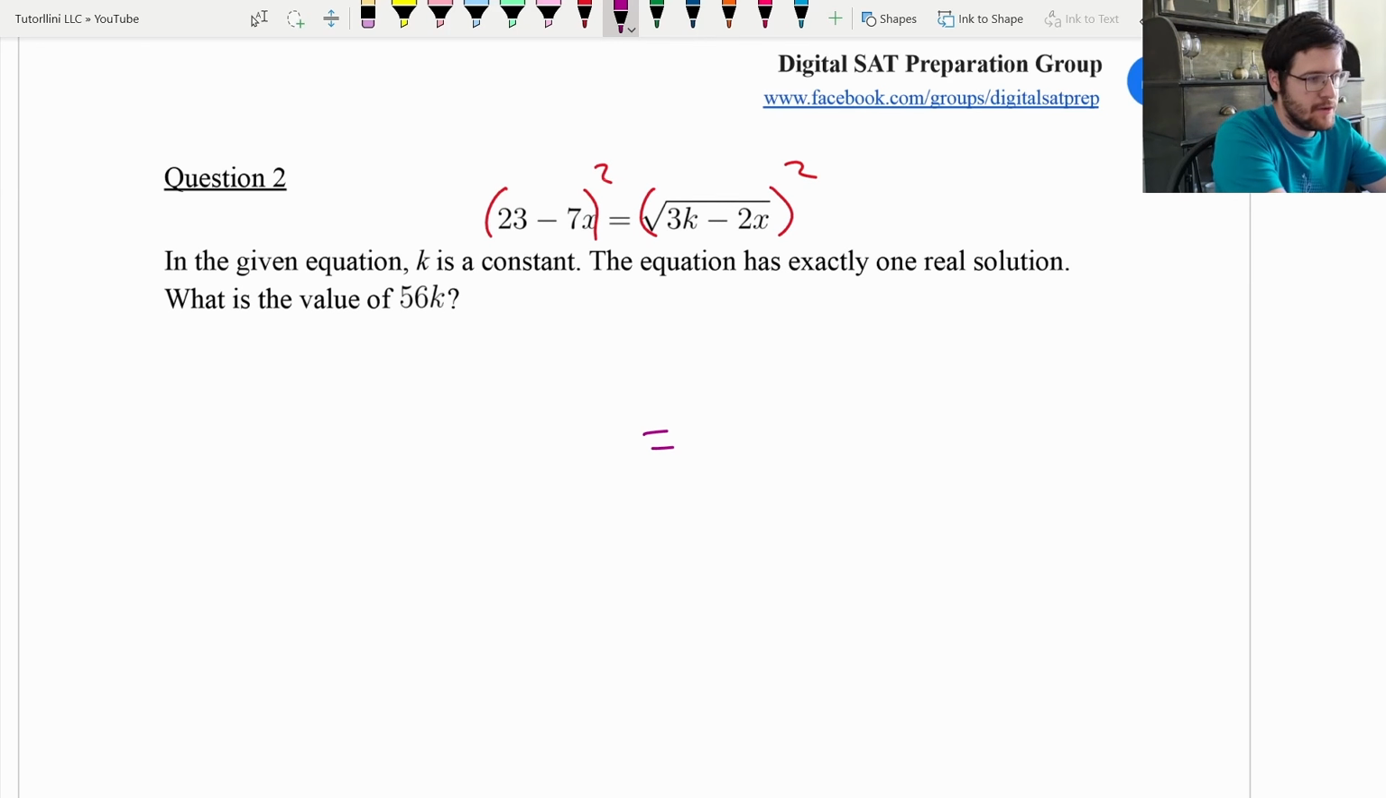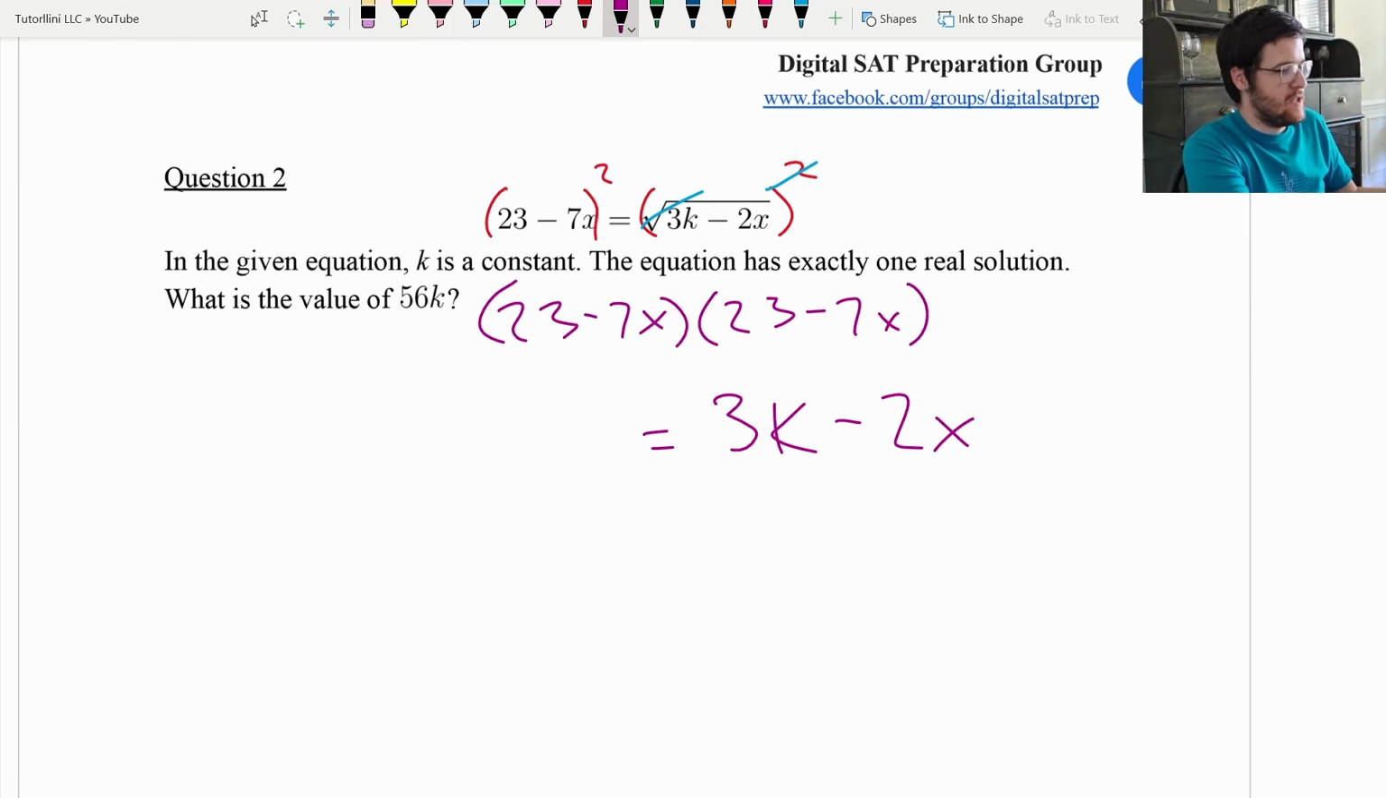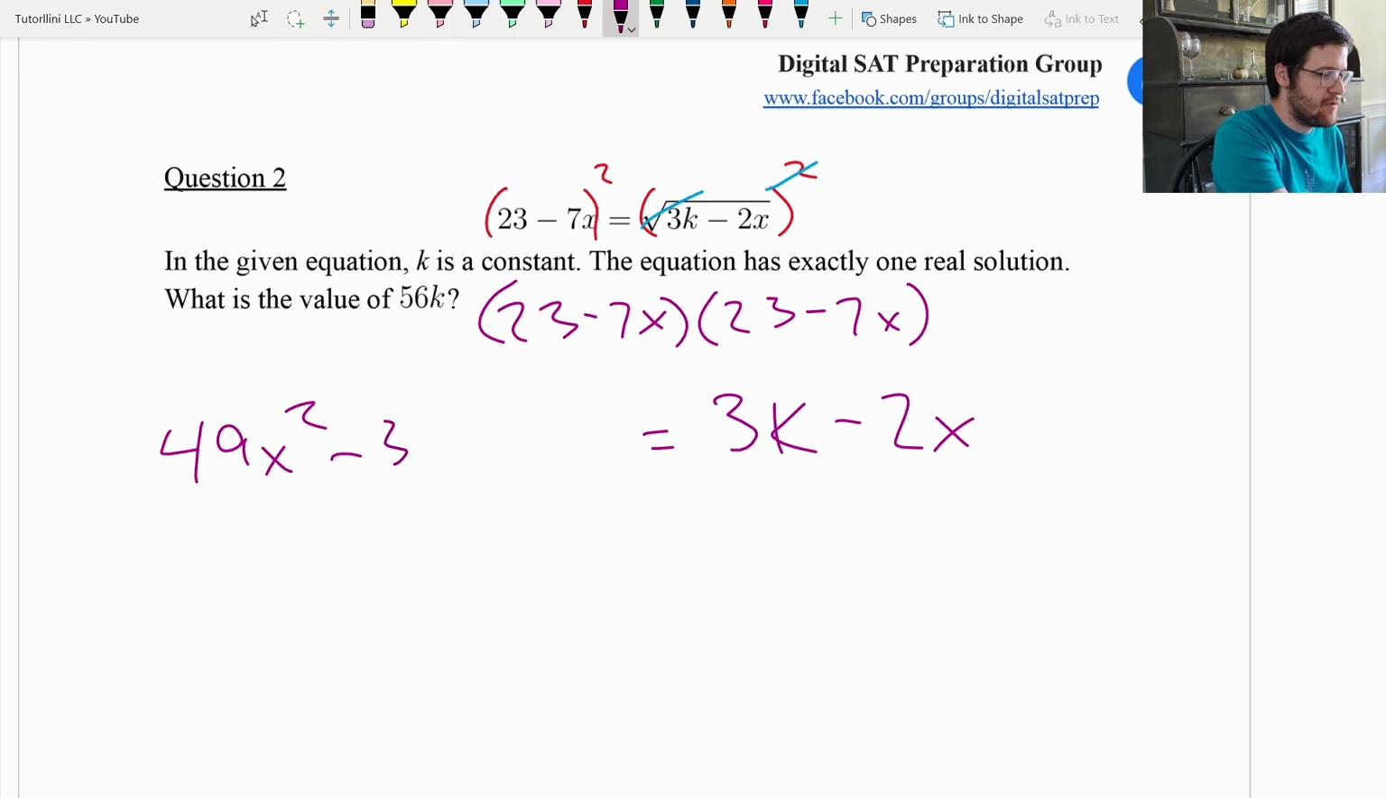And I get the square root kind of goes away. And we get 3k minus 2x over here. And then on the left side, I got to do 23 minus 7x times 23 minus 7x. So let's see, negative 7x, that's 49x squared. And then we've got, what's 23 times 7? 161. So we've got minus 161x, minus 161, that's minus 322x. And then 23 times 23 is 529, plus 529.